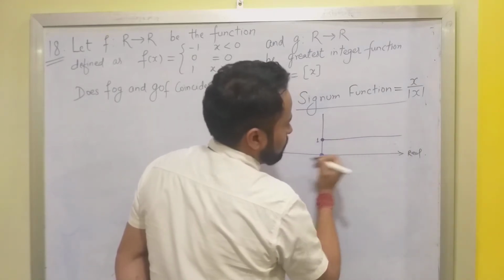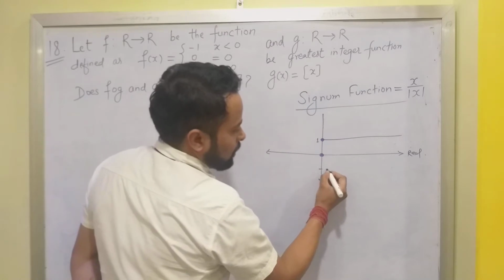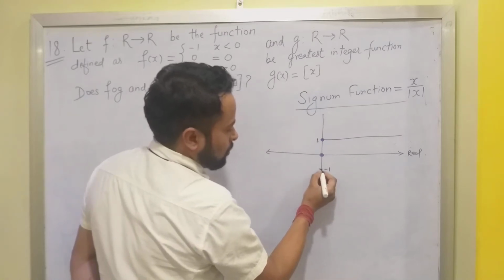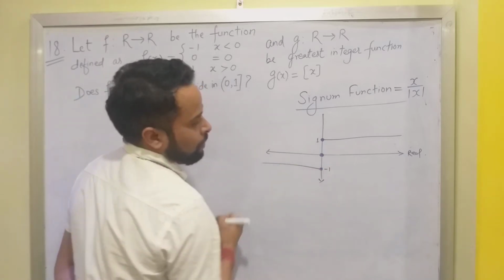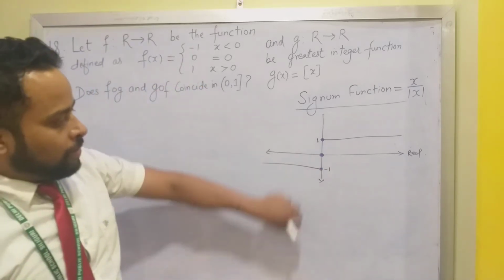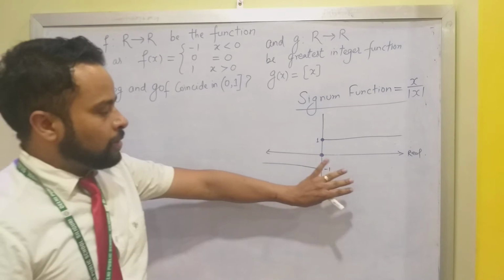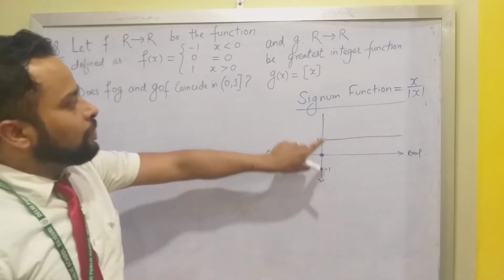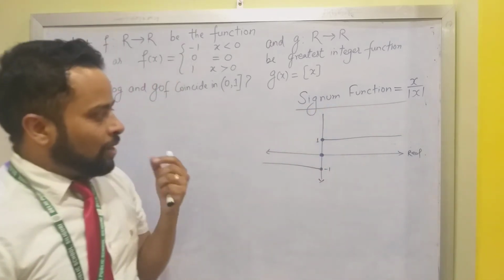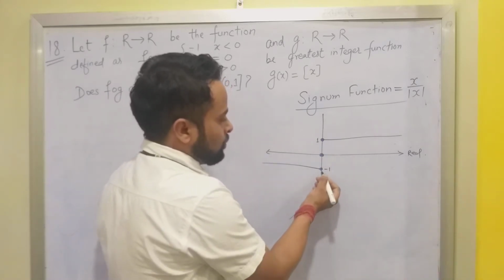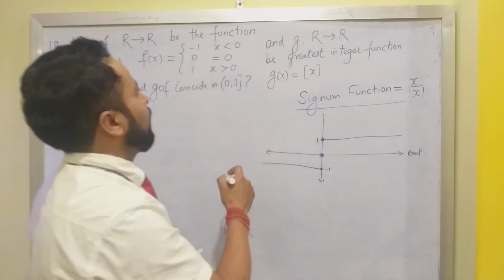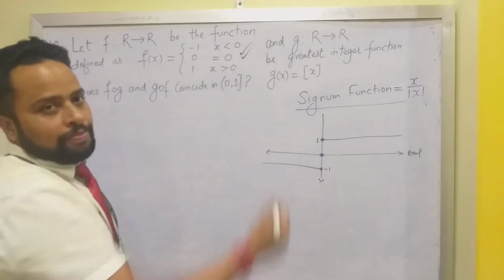All the values less than 0 are minus 1. So all the values less than 0 are coming to minus 1 here. This particular figure is the graph of the signum function. Domain is real numbers and the range is minus 1, 0 and 1, and it is defined in this way.